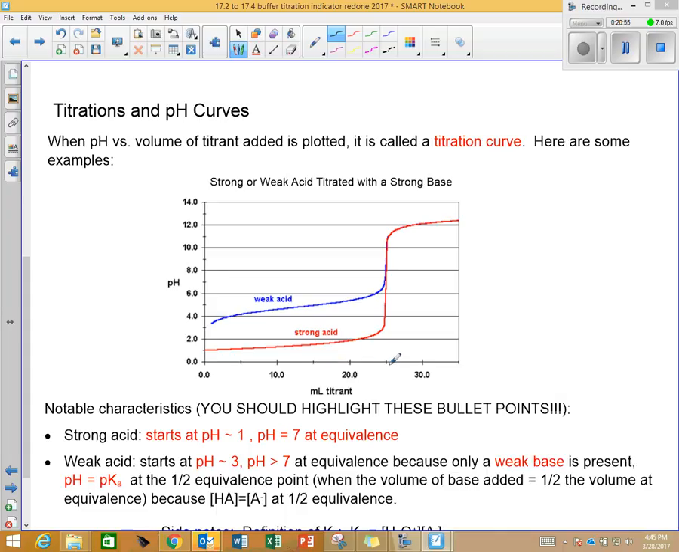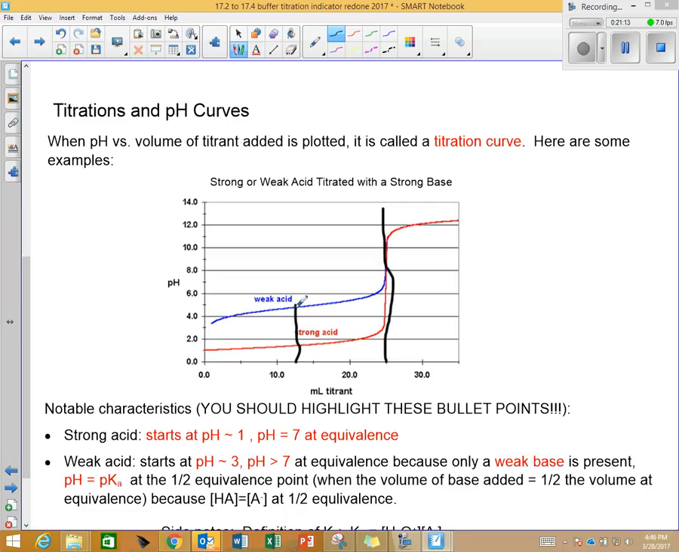All right, so the equivalence point was right there, 25 mils. So I go to half of that, 12.5 mils, and I go to the graph. I only do this for weak acids. Strong acids, we don't talk about the Kas.